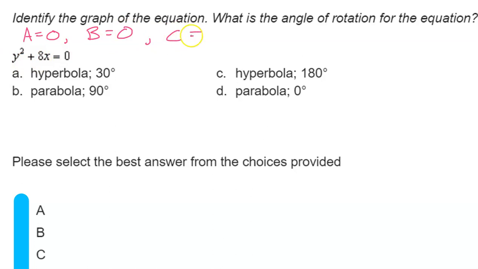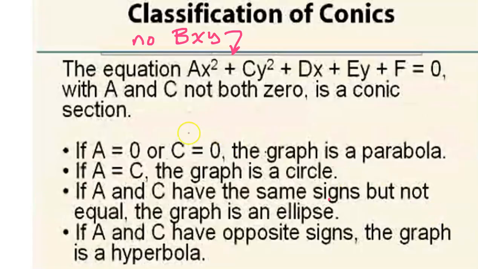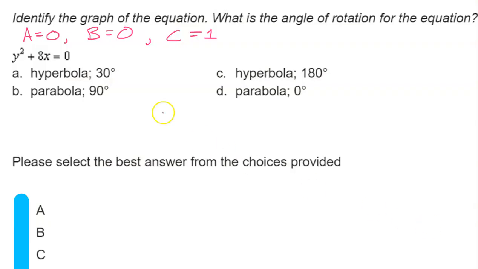C is the coefficient of the y squared term. There's y squared. There's no number in front. That means the coefficient is 1. All right, so as far as classifying, all we needed was a and c. A is 0, c is 1. Keep that in mind. Let's look back at the notes. It says if a or c is equal to 0, then the graph is a parabola. Well, a is equal to 0. Right there, that means the graph is a parabola.